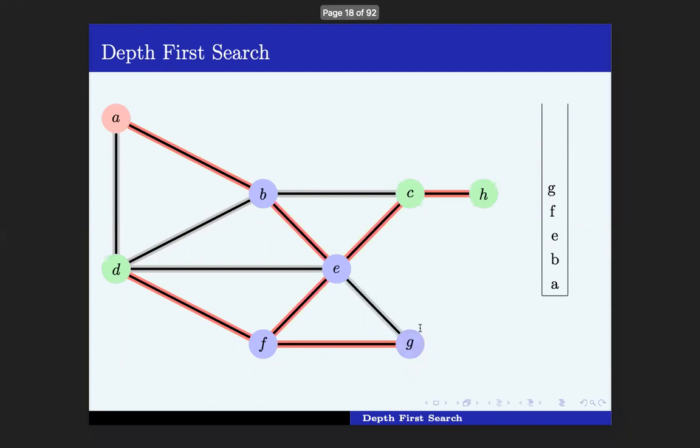I will see that G is done. And when G is done, I should come back to its parent, which is F. F is on the top. Okay, F doesn't have anywhere to go. So I should go to E. And see, E is on the top.